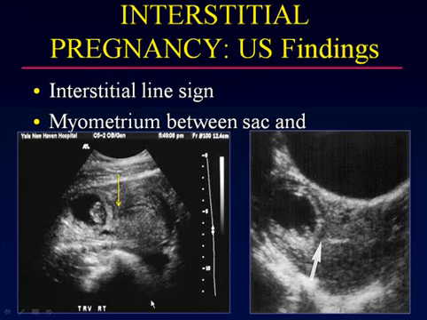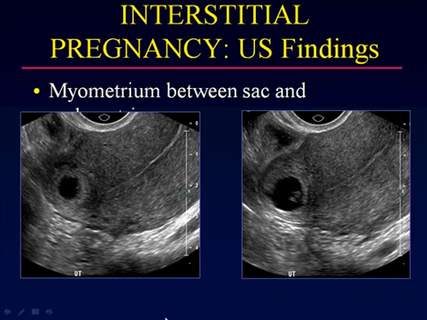But what I actually think is more helpful is looking for a bit of myometrium that separates the edge of the gestational sac from the endometrium. If you see normal myometrium between these two structures, you know for certain that that little gestational sac cannot be within the endometrial cavity. And if it's surrounded in part by myometrium, it must be an interstitial pregnancy.